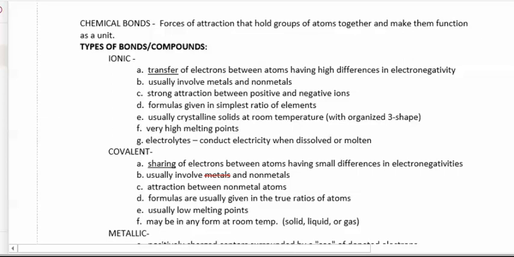So ionic bonds involve transferring of electrons between atoms that have a high difference in electronegativity. So we generally have them as metals and nonmetals bonded together. There's a couple examples I have here: sodium chloride, NaCl, or potassium nitrate, KNO3, are both examples of ionic substances. So we have our cation with our anion. Remember that cation always goes first.